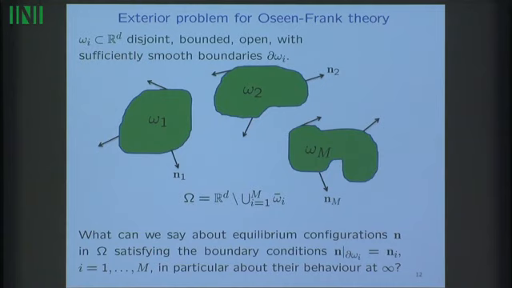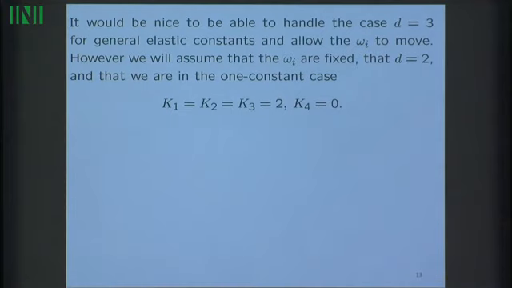And the question is, what can we say about equilibrium configurations n that satisfy those boundary conditions? And in particular, what can we say about their behavior at infinity? So it would be very nice to be able to handle the case at d equals 3 for general elastic constants, and then to allow these objects to move. But I'm afraid that we are unable to do any of these things really.